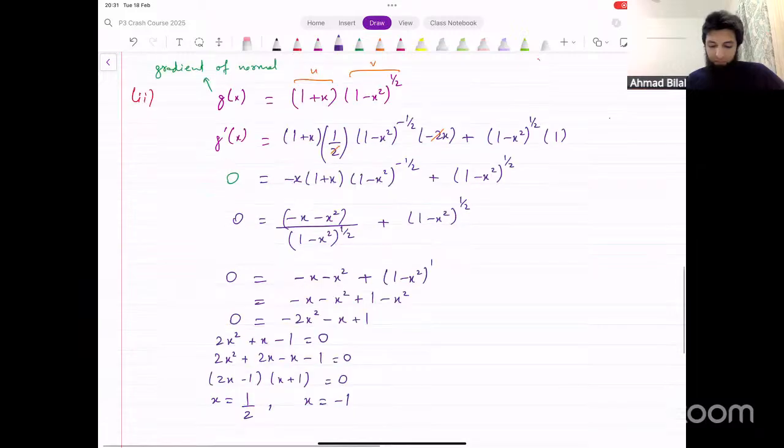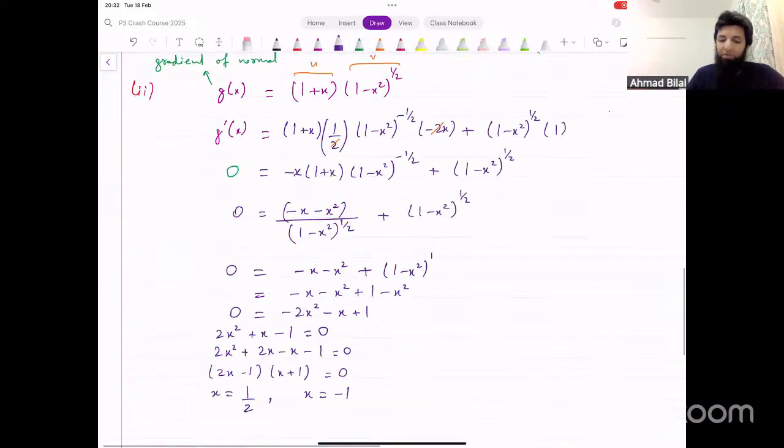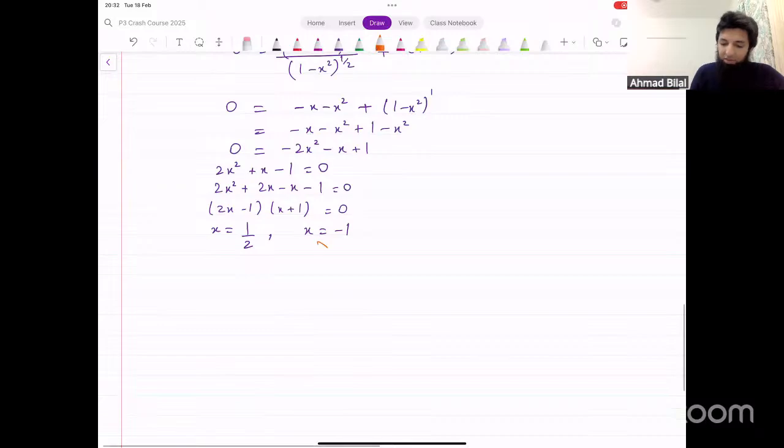What were we looking for? We were looking for the x coordinate of P. Now look at the diagram. P is supposed to have a positive x coordinate. It can't be negative. Okay, so that means this is not possible. The only possibility is x equals 1 over 2.